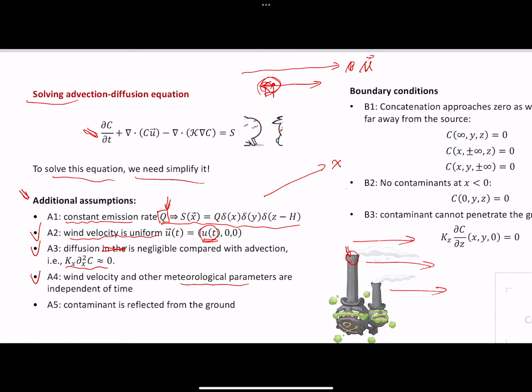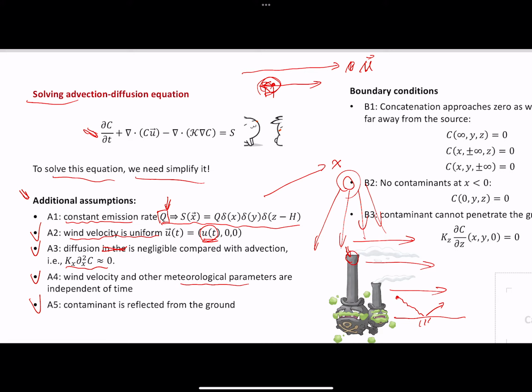It means that when we are doing the modeling, we can consider that the sun height will not change. And because of that, the temperature or some other parameters will not change over time. And the fifth one is that contaminant is reflected from the ground. So in this case, if we have the ground and a particle, when it goes to the ground, it will be fully reflected by the ground. It will not be absorbed or precipitate.